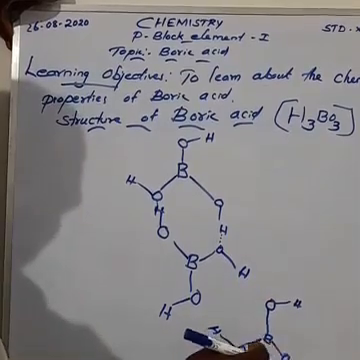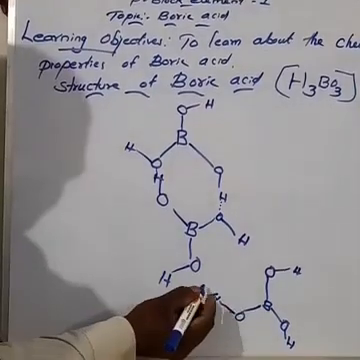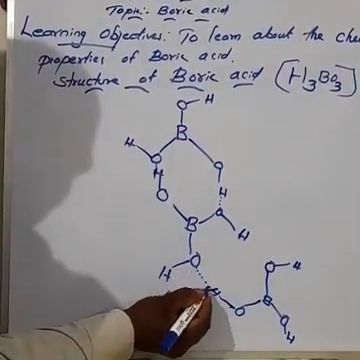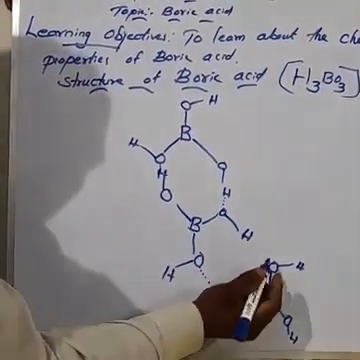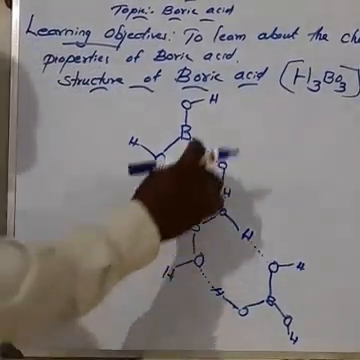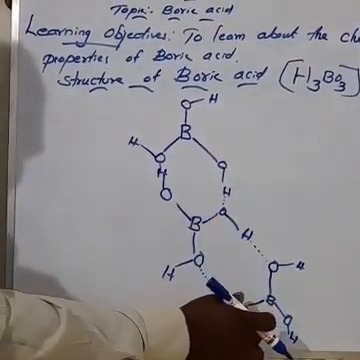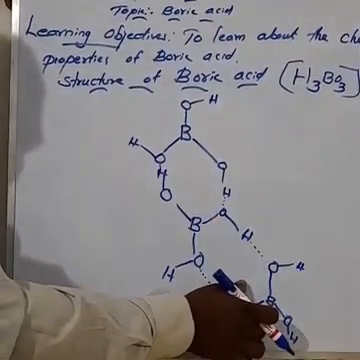Boron is the center, surrounded by 3 oxygen atoms. In between this molecule, there is one weak bond, an oxygen-hydrogen bond. Okay, one molecule is over, the second molecule is also over, the third molecule is also over.